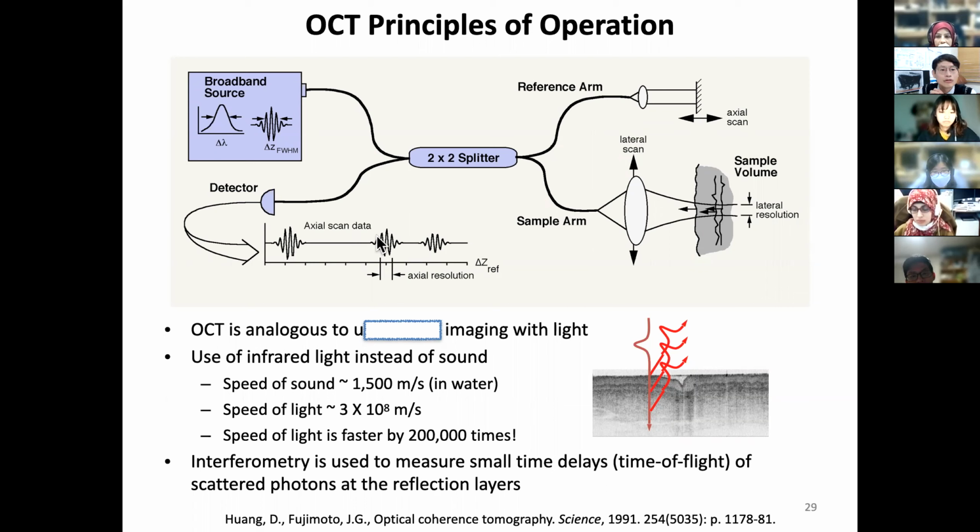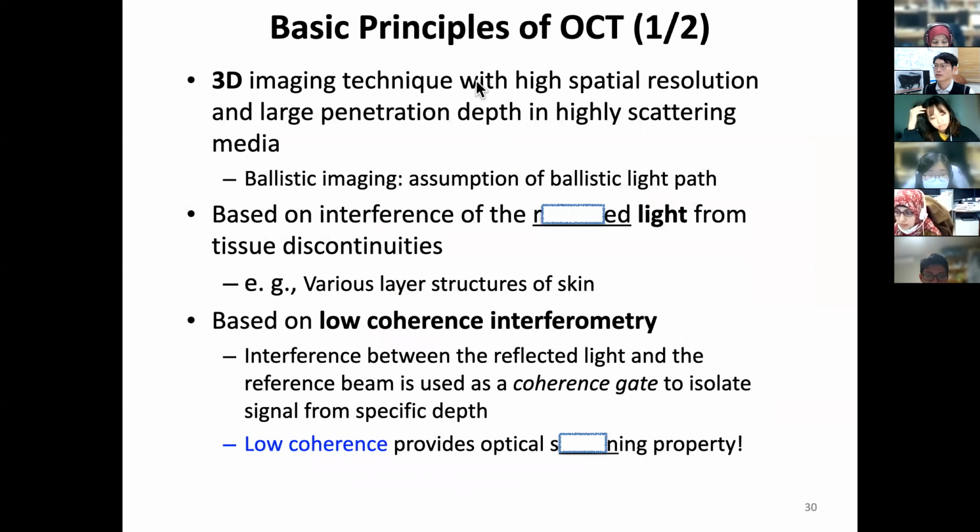In fact, remember, this is nothing but ultrasound, the same. Ultrasound measures time of flight, but light is so fast that you cannot count on the time; rather you use interference. So it's analogous to ultrasound, just that the speed of sound and light are so different. You are using interferometry to measure the small time delays of scattered photons at the reflection layers. Does it make sense?